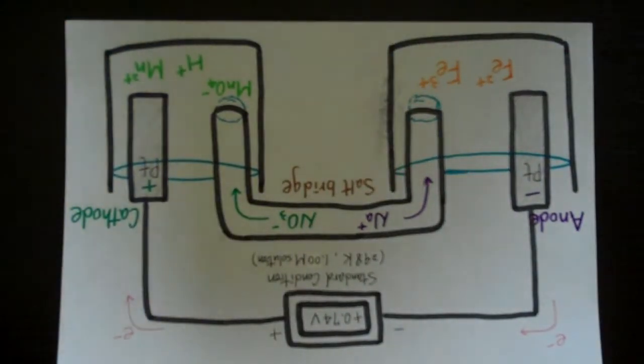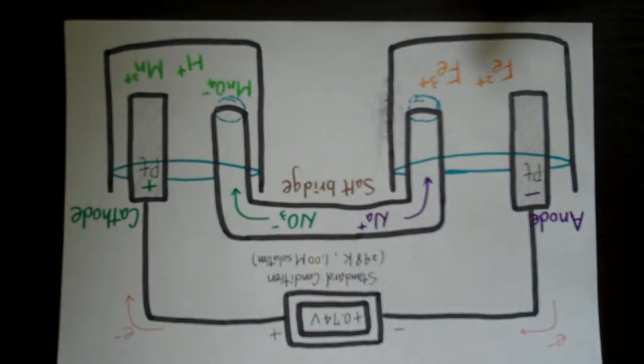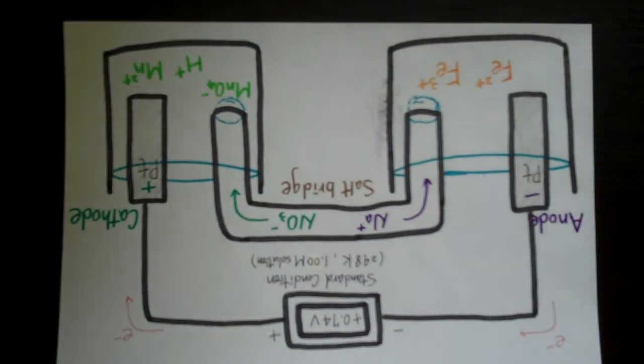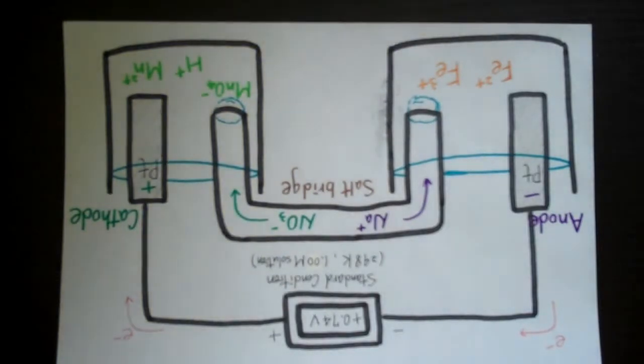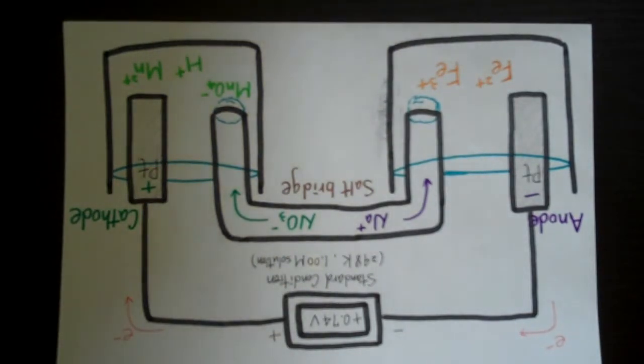Since iron 2 is oxidized, we put both iron 2 and iron 3 in the anode compartment. And since permanganate is being reduced, we put permanganate, hydrogen ion, and manganese ion in the cathode compartment. Remember that this is based on the oxidation and reduction half reactions, not on reactants and products from the original equation. So hydrogen ion is placed in the cathode compartment.